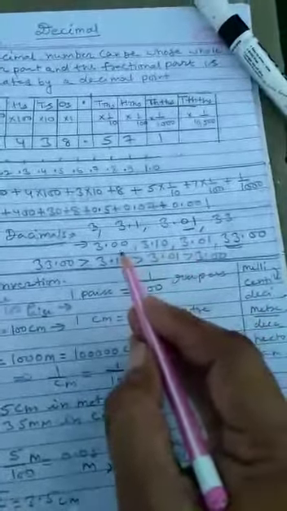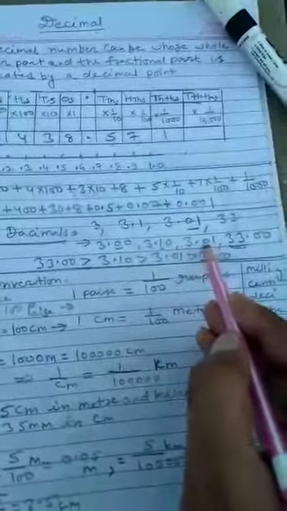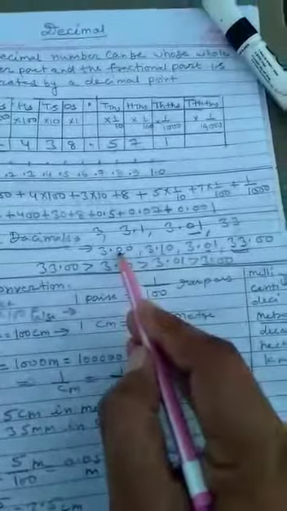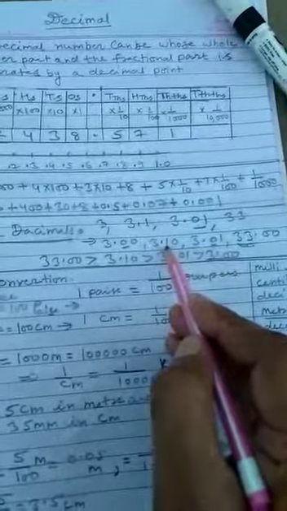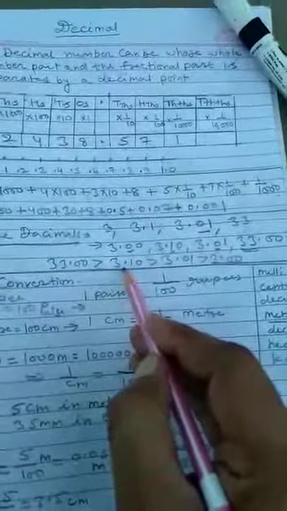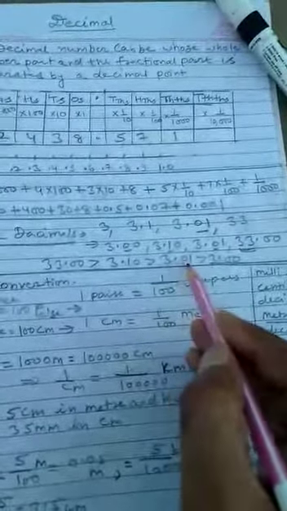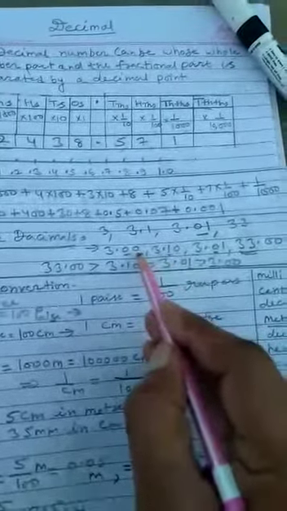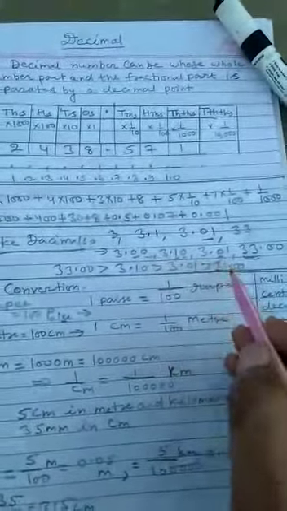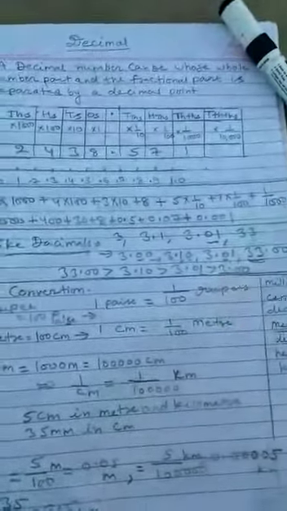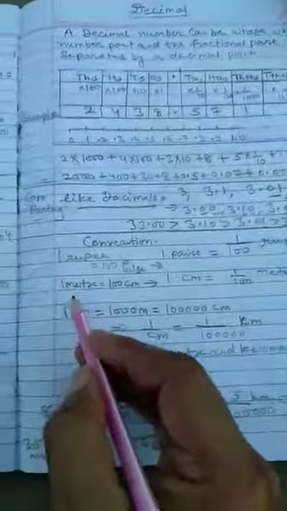Clear? Now we compare the first digit after the decimal. Here 0, here 1 and here 0. So 1 is the greater digit, so the second greatest number will be 3.10. And now compare the second digit after the decimal: 0, 0, 1. Clear? Remaining numbers: so 3.00 will be the last and 3.01 will be second last.